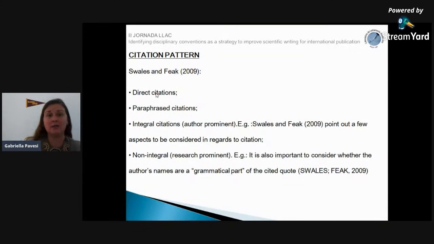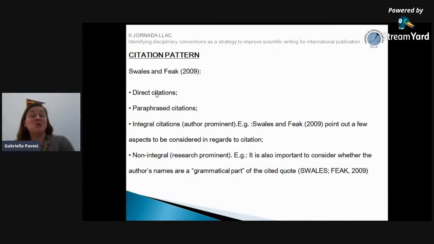I can find direct, both block and short quotes. I can find paraphrase. I see integral and non-integral. Then great, I can mix and match in my own text and make my text more dynamic.